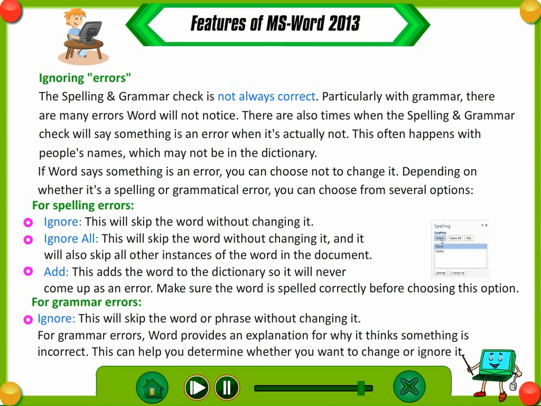For grammar errors, Ignore. This will skip the word or phrase without changing it. For grammar errors, Word provides an explanation for why it thinks something is incorrect. This can help you determine whether you want to change or ignore it.